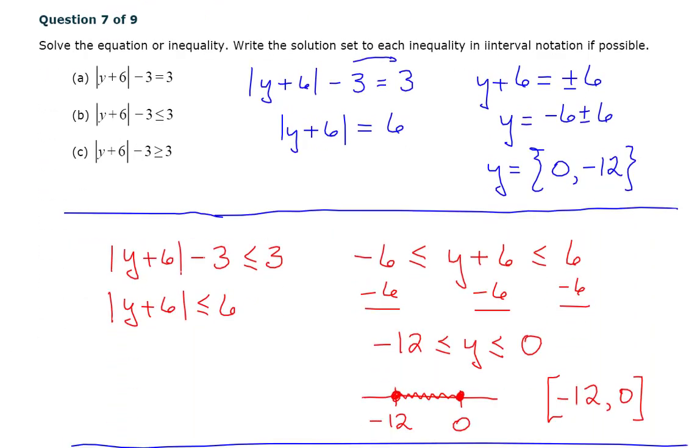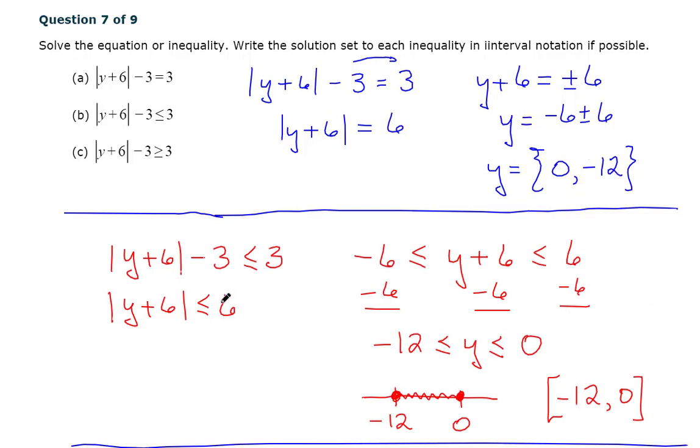All right, so in question 7, they're going to give us three problems that almost look identical. The difference is equal, looking toward, and looking away. Equal. All right, clean it up, move the 3, and so I get y plus 6 in absolute value is 6. Easy enough. Inside part could be plus or minus 6. So that's minus 6 plus or minus 6, and I get answers of 0 and minus 12.